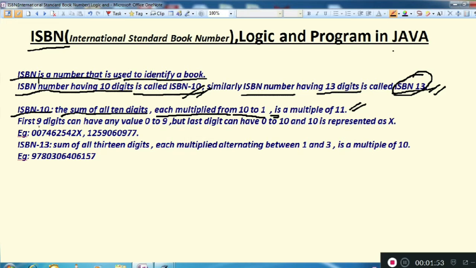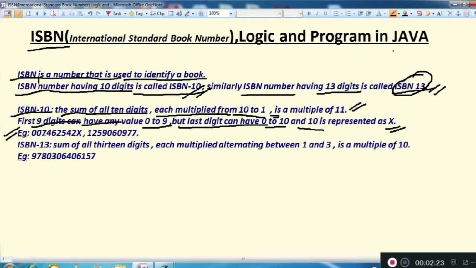So the condition is the first 9 digits can have any value from 0 to 9. जो पहले की 9 डिजिट्स होंगी, they can have any value from 0 to 9, but the last digit can have 0 to 10. Any digit हो सकती है last digit 0 to 10, but if it is 10 it is represented as X, capital X. So let's see the examples.